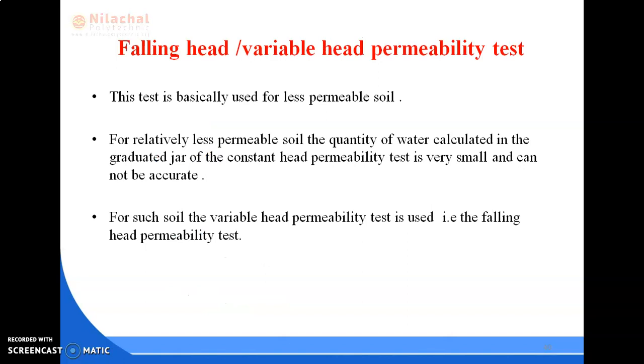Next, number 2. Number 2 procedure is the falling head or variable head permeability test. This test is basically used for less permeable soil. For relatively less permeable soil, the quantity of water collected in the graduated jar of the constant head permeability test is very small and cannot be accurate. So for such soil, we use the variable head permeability test, whose other name is the falling head permeability test.